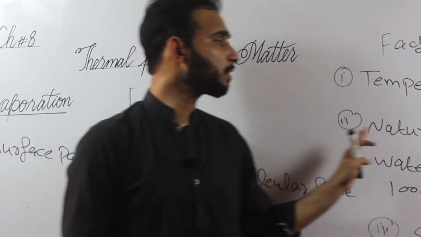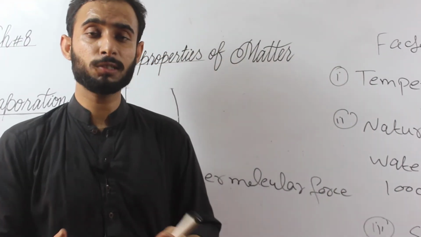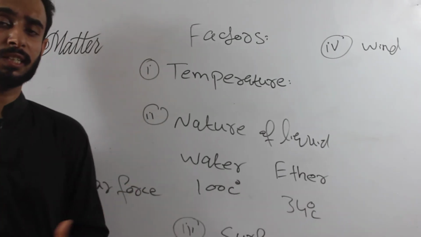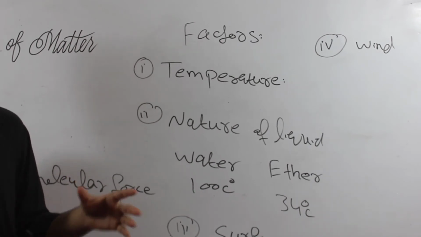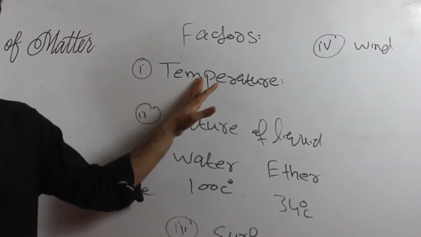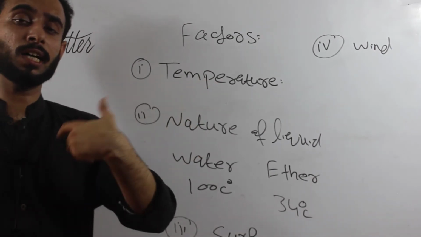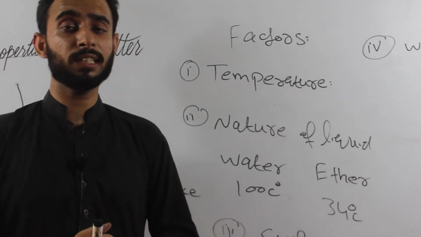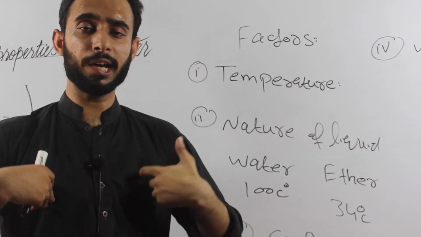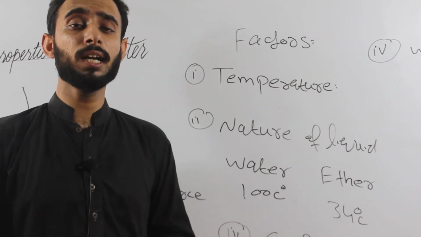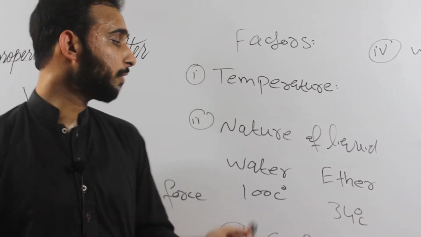Now we will discuss some factors on which the evaporation depends. Evaporation depends upon some factors. The first factor is the temperature. If the temperature is greater, the evaporation rate is also greater. Just like in hot summer, we can say that our cloth dries quickly because the temperature is greater. If the temperature is greater, then the evaporation rate is also greater.